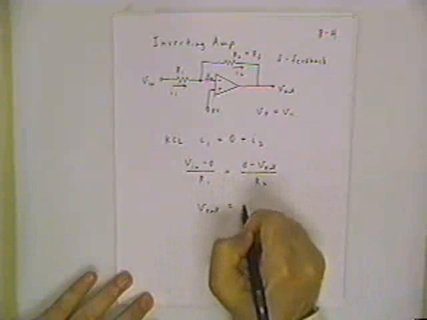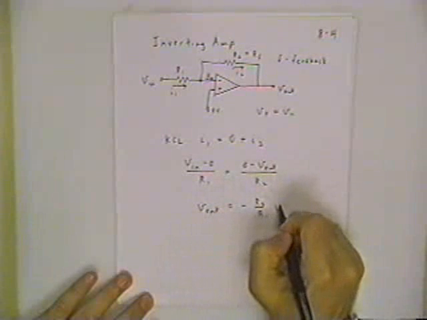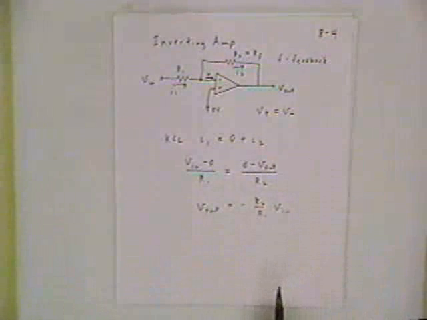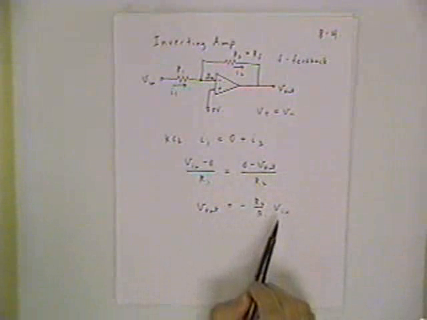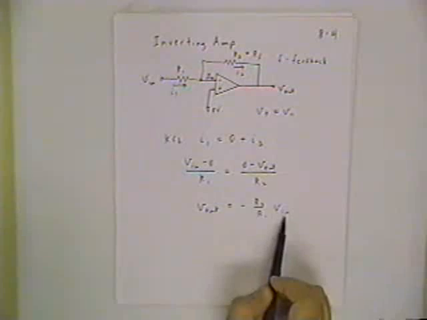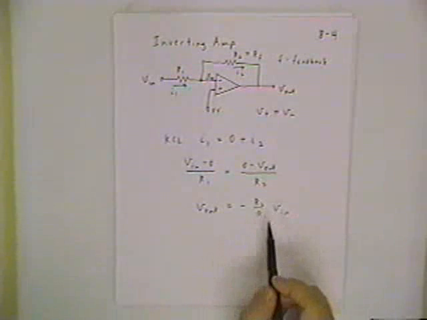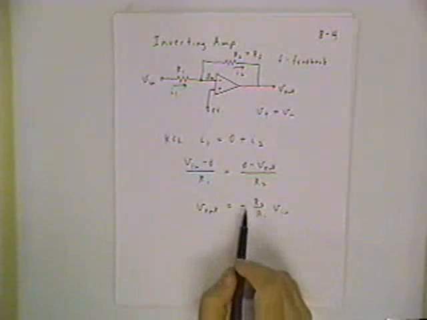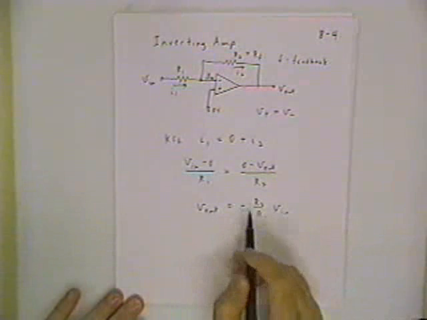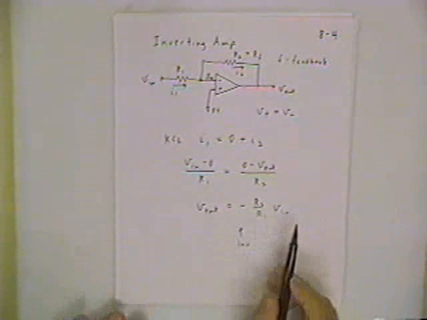Some trivial algebra, and you get V out equals minus R2 over R1 times Vn. What this says is that the output voltage is a multiple of the input voltage. That multiple can be larger than 1 or less than 1, but it's always going to be negative because of this minus sign, and that's why it's called an inverting amplifier.